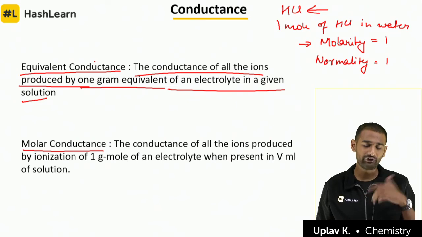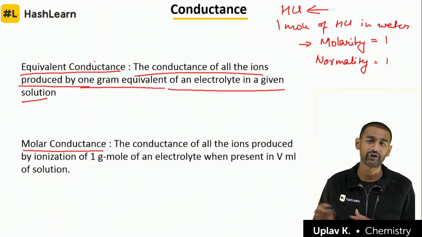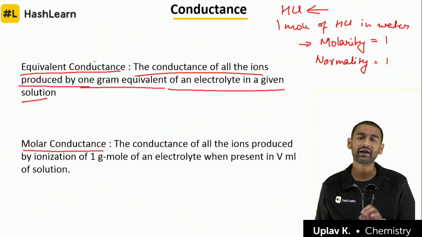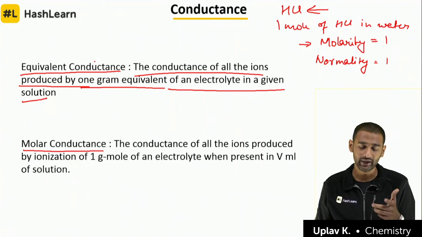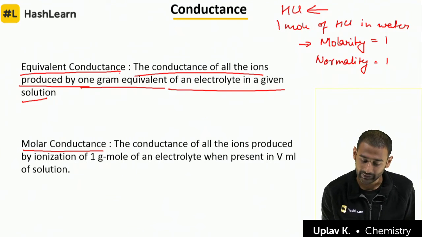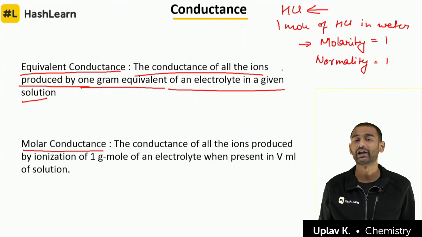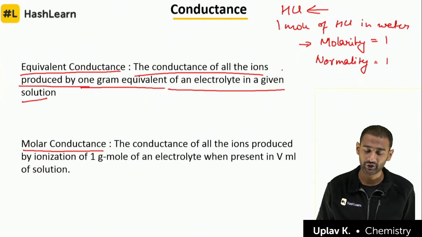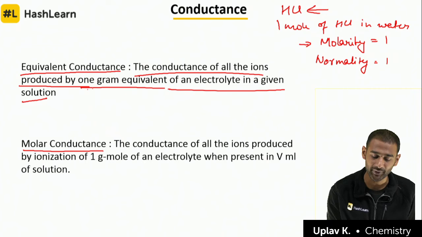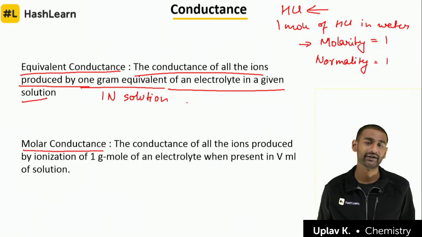Equivalence is simply, if I am talking about a conductor, for a conductor the charge is what we are going to look at. So if an ion has one charge, then I say that it is equivalent to one conductor. Fine. So what is written here? The conductance of all ions produced by 1 gram equivalent of an electrolyte in a given solution. So I can say that the conductance of the ions produced by a one normality solution is what we call the equivalent conductance.